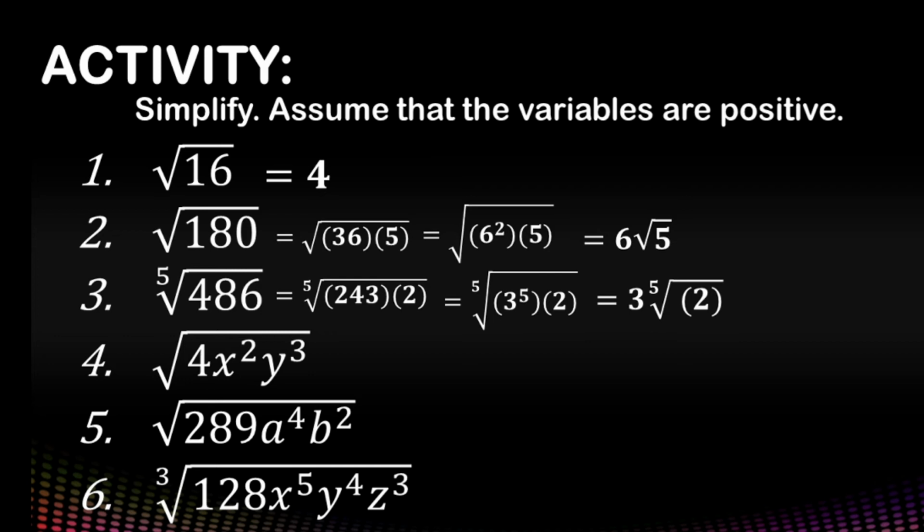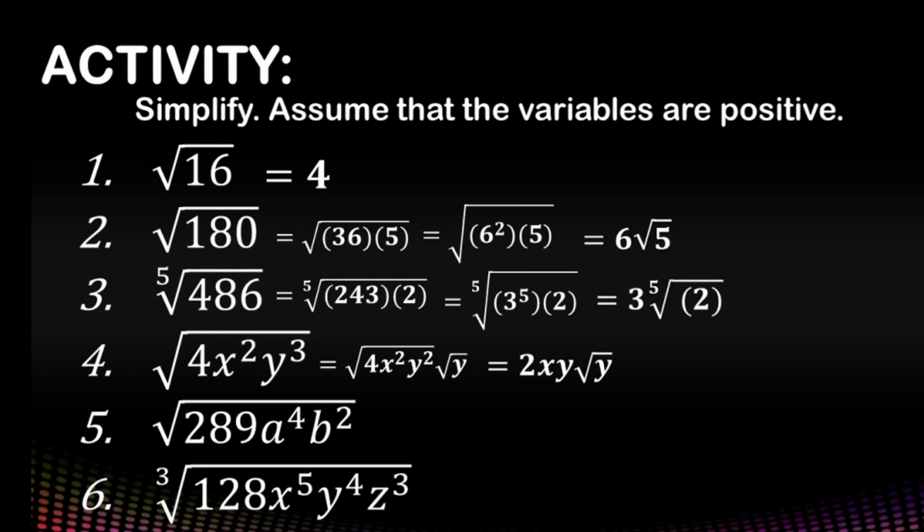Next, we have the square root of 4x squared y cubed. Again, we are going to factor the square root of 4x squared y cubed into perfect and non-perfect nth power. So therefore, we have the square root of 4x squared y squared times y. So therefore, we have 2xy times the square root of y.